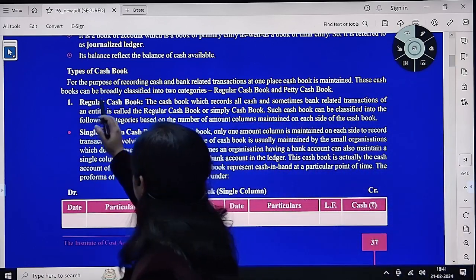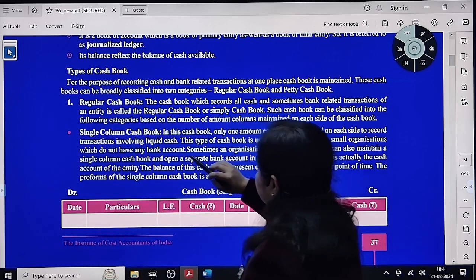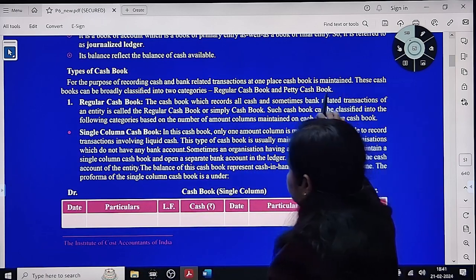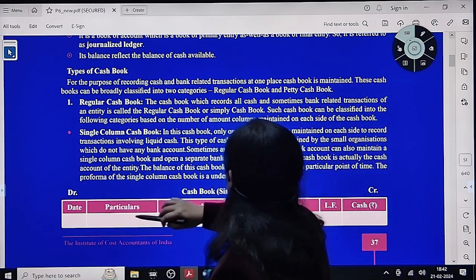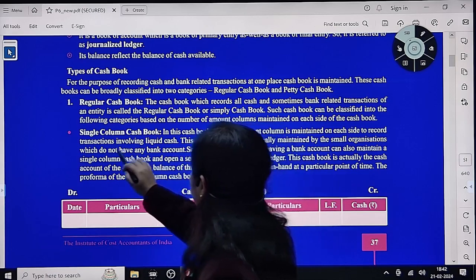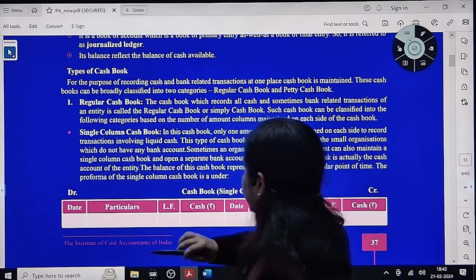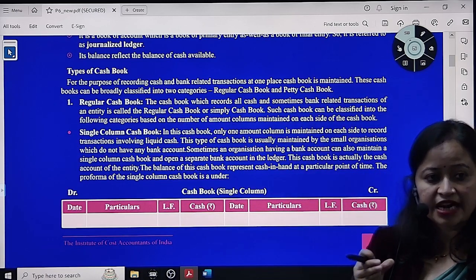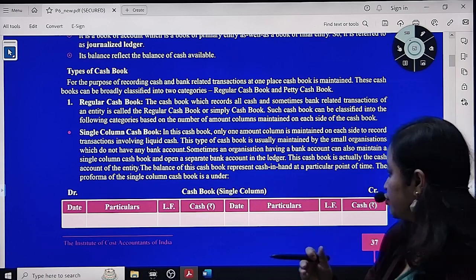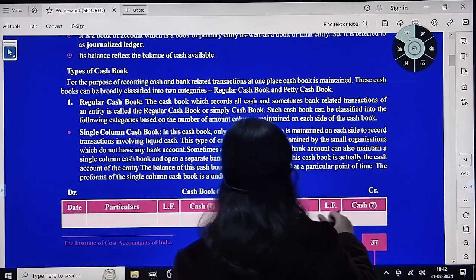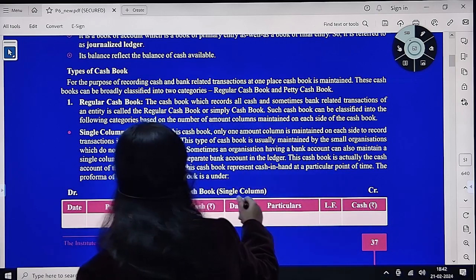Now we'll see what are the types of cash book. The first one is regular cash book, the second one is petty cash book. Now we'll see what regular cash book is all about. Regular cash book is classified into, first, the single column cash book. In single column cash book there is only one amount column. You can see here date, particulars, LF and cash on the debit side. This is the format of cash book, same as a ledger.